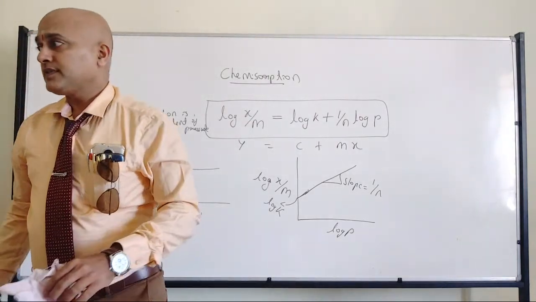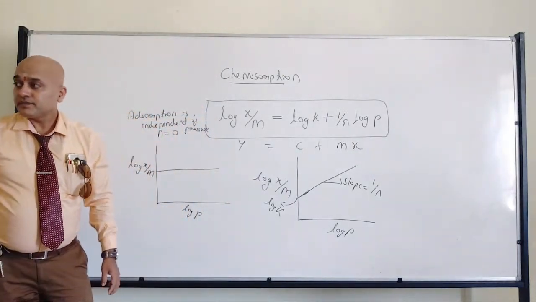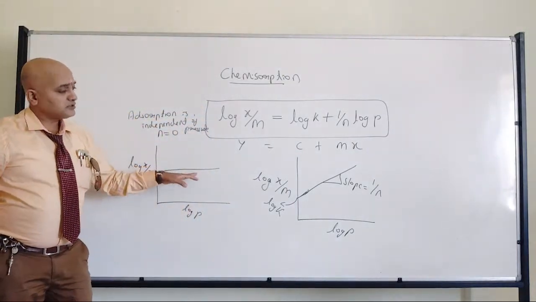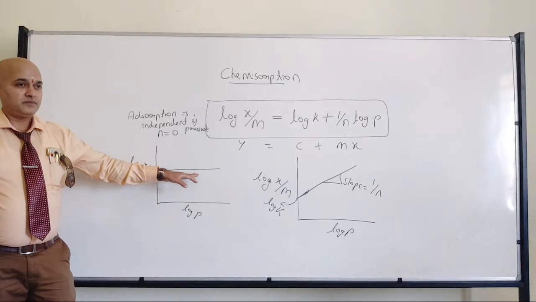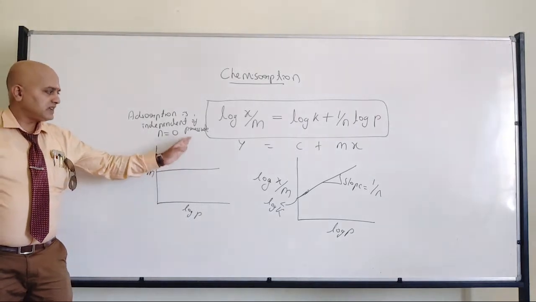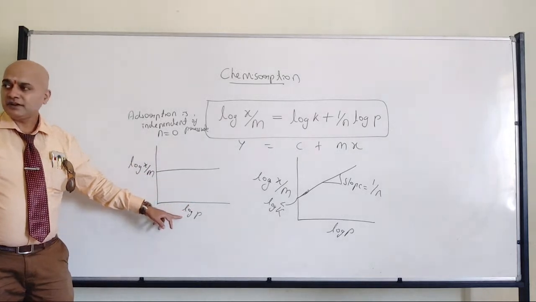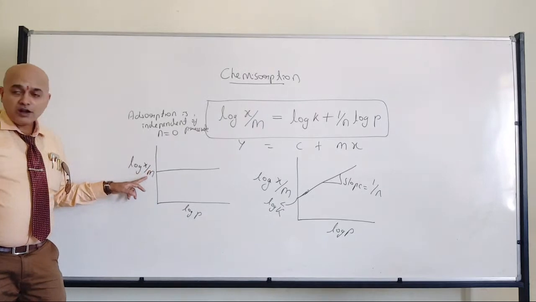So the slope should come like this, right? If n is equal to 0, the slope will come in a straight line like this. No, here also there is no slope. So slope is 1 by n, so slope is infinity if n is 0. Like this we cannot get because p is here, no? We have to find the relation between log of x by m and log of p.